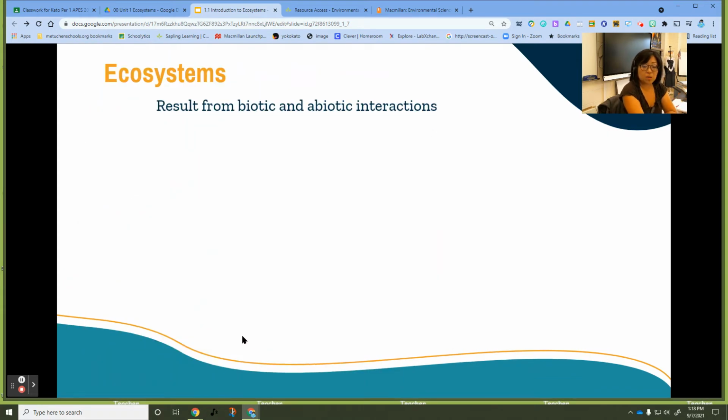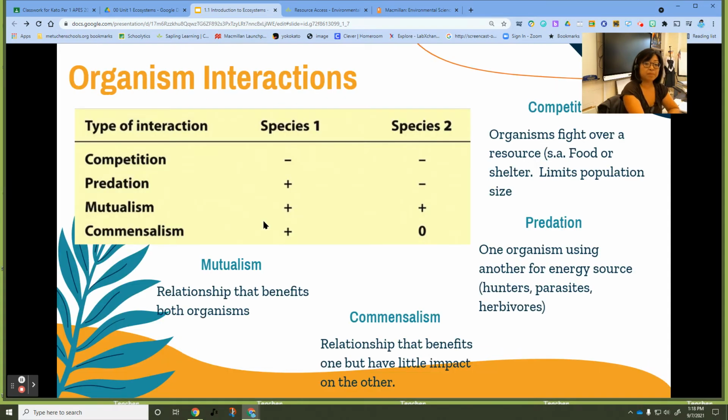Okay. So ecosystems are a result of biotic and abiotic interactions. This is the big picture here. We're going to be focusing on the biotic interactions today. Here are some of the biotic interactions, or species interactions, that you should be familiar with. You've got competition, predation, mutualism, and commensalism. And I'm going to be talking about each one of these separately.